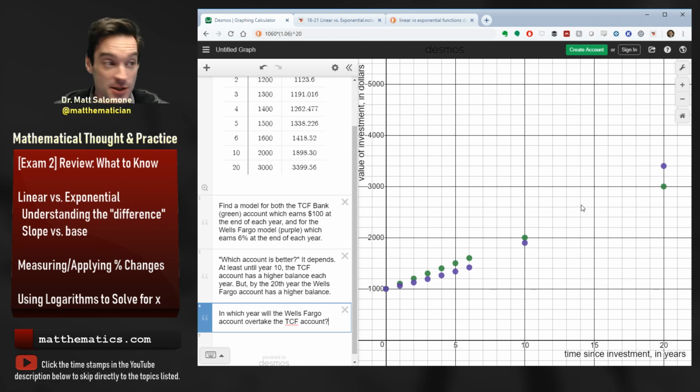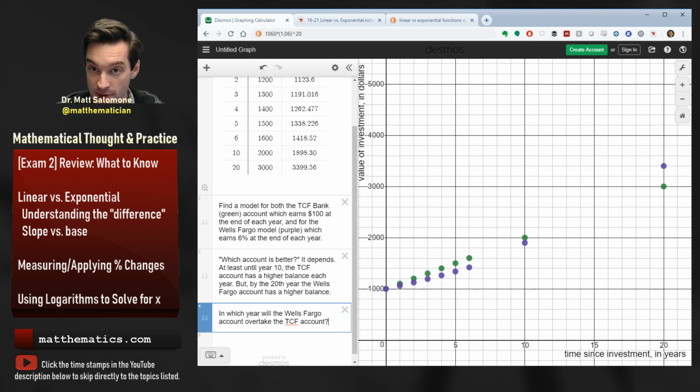So anyway, in which year does that worm turn? In which year does Wells Fargo overtake TCF? And when does the purple curve exceed the green curve? That's the kind of question that has taken our nuance, the it depends question, and put a finer point on it. If we can answer when the Wells Fargo account becomes a better investment than the TCF account, then we can give an even more specific answer to the it depends question. And in order to do that, we do need to cross the bridge of coming up with an algebraic formula for each one of these two types of model.